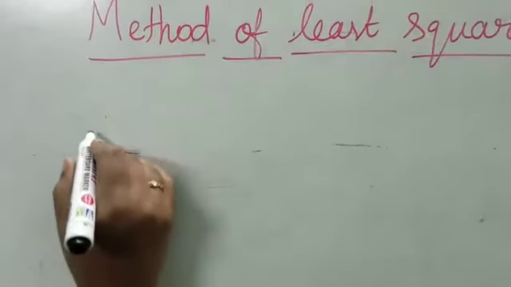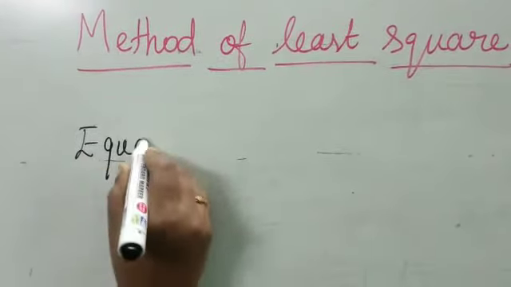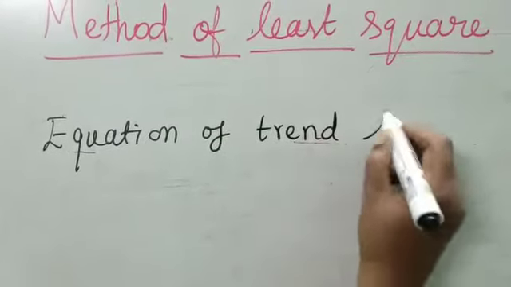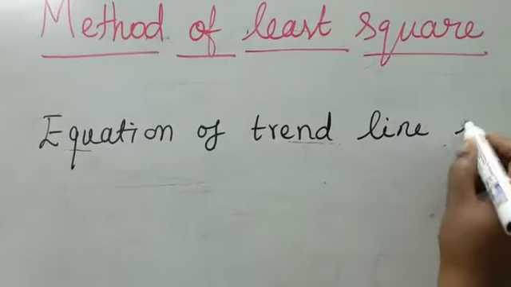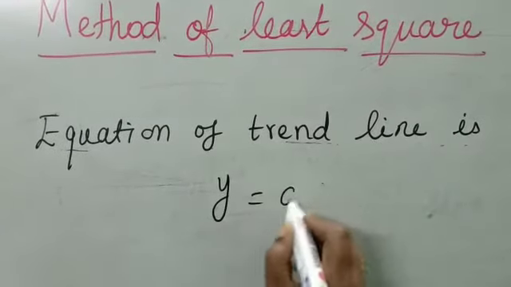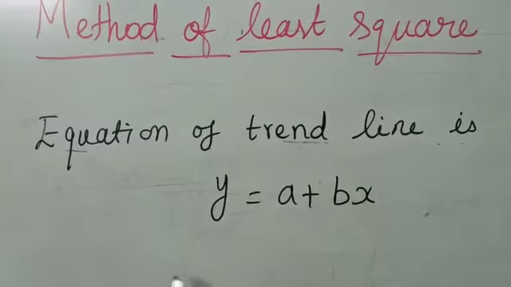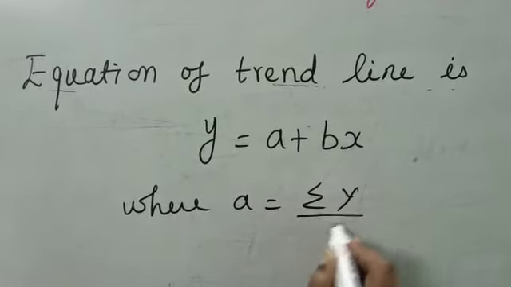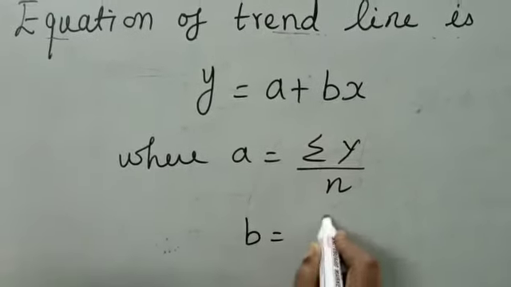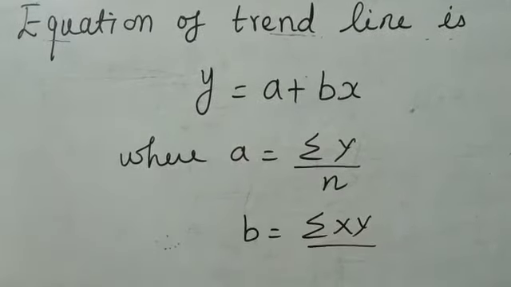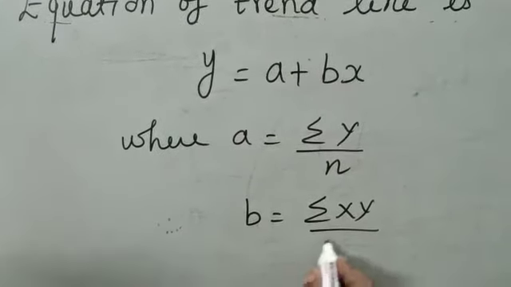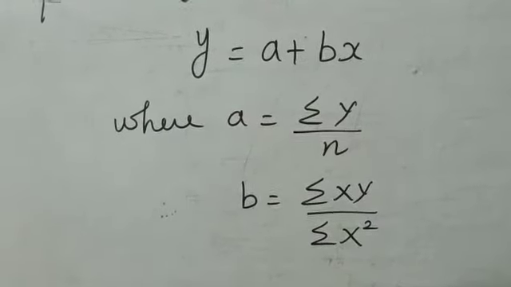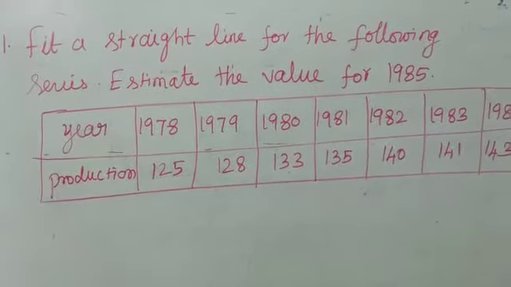Equation of trend line is y equal to a plus bx, where a equal to sigma y divided by n, b equal to sigma xy divided by sigma x square. We see one example problem.